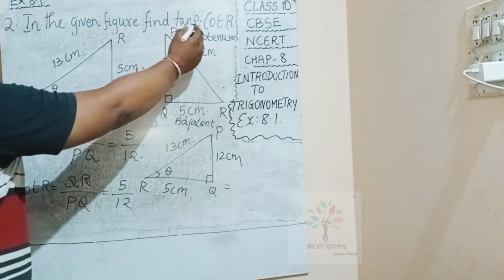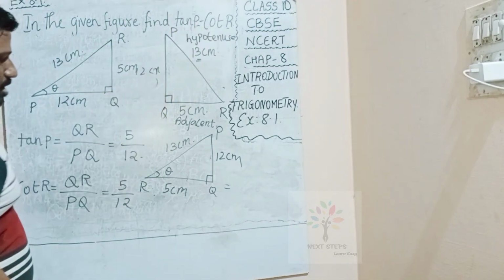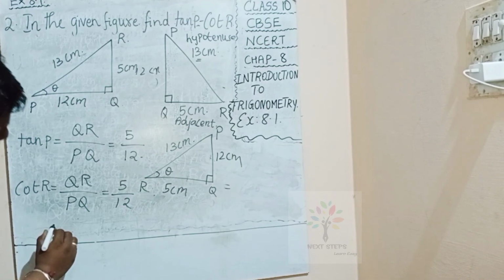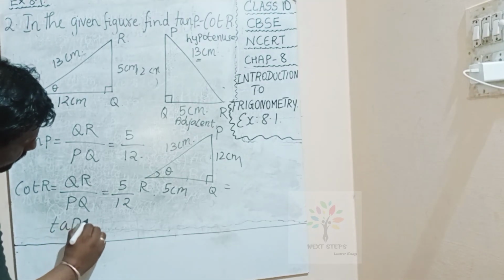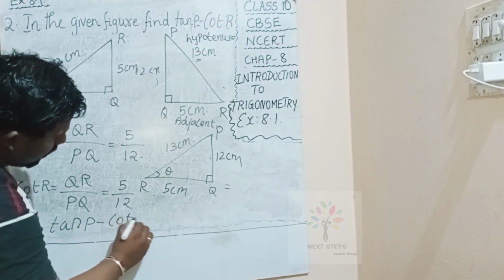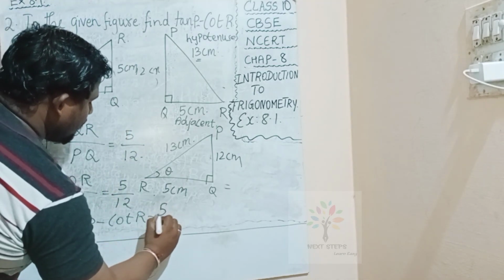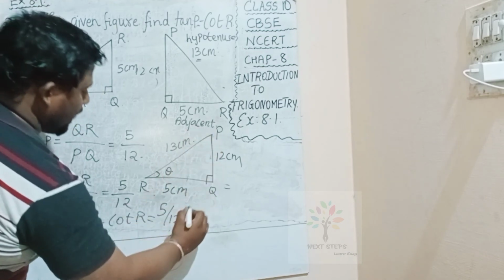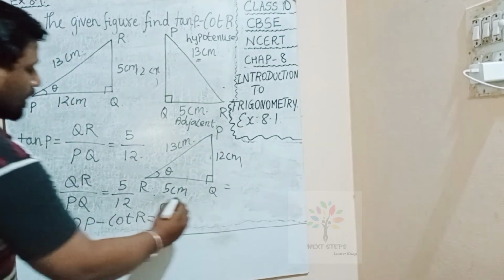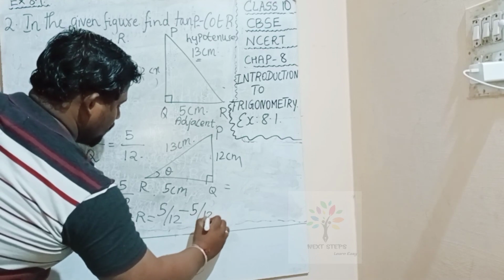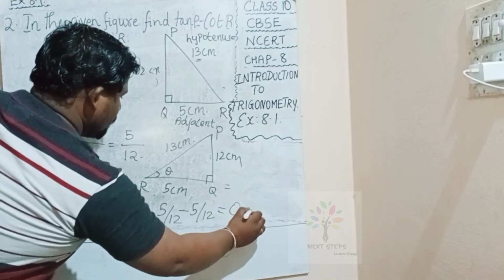Here I have to find what is tan P minus cot R. What is the value for tan P here? 5 divided by 12 minus, what is the value for cot R? 5 divided by 12. So I will get the answer as 0.